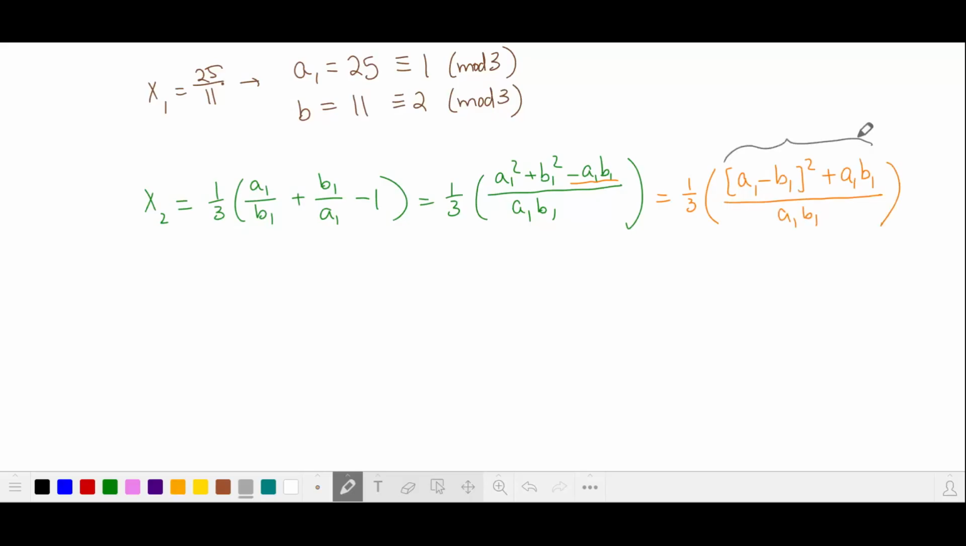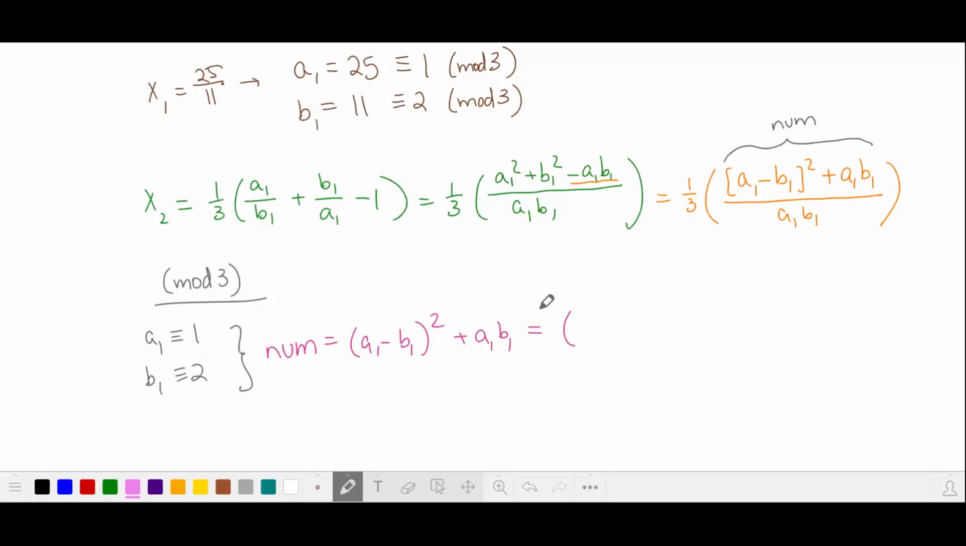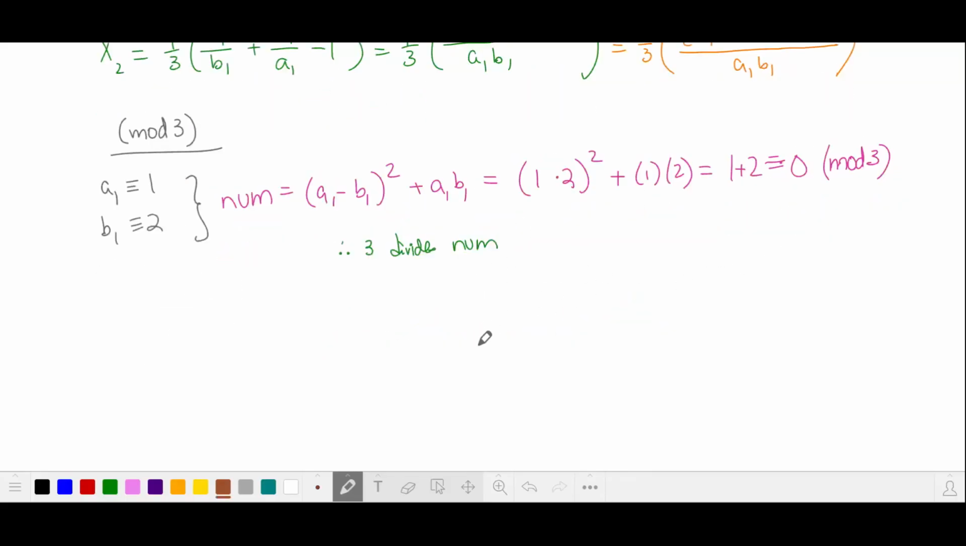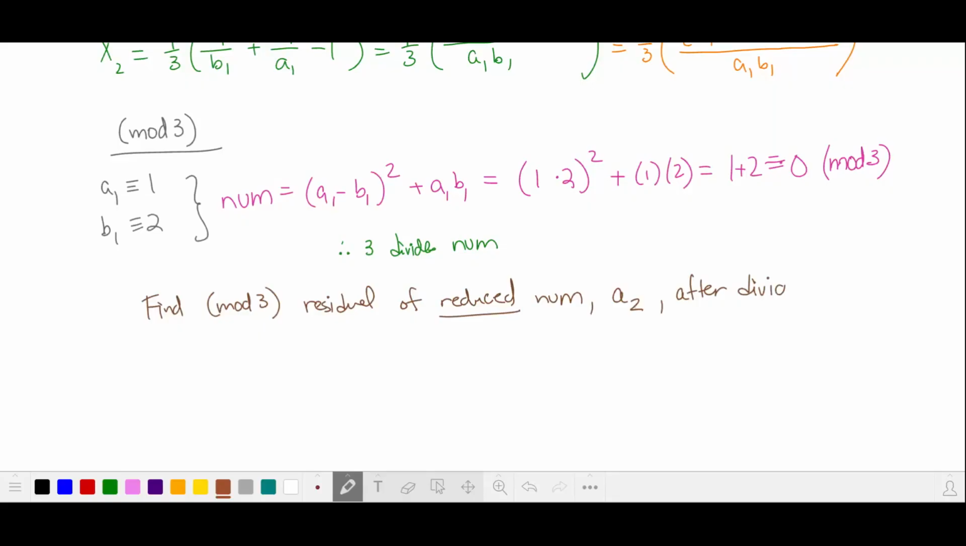So let's take this numerator before we reduce it and substitute in our mod 3 residuals for a1 and b1. Inside these parentheses we have 1 minus 2 plus the product of 1 and 2. So our numerator again is divisible by 3. Let's see what the mod 3 residual is for the reduced numerator, after we divide by 3.